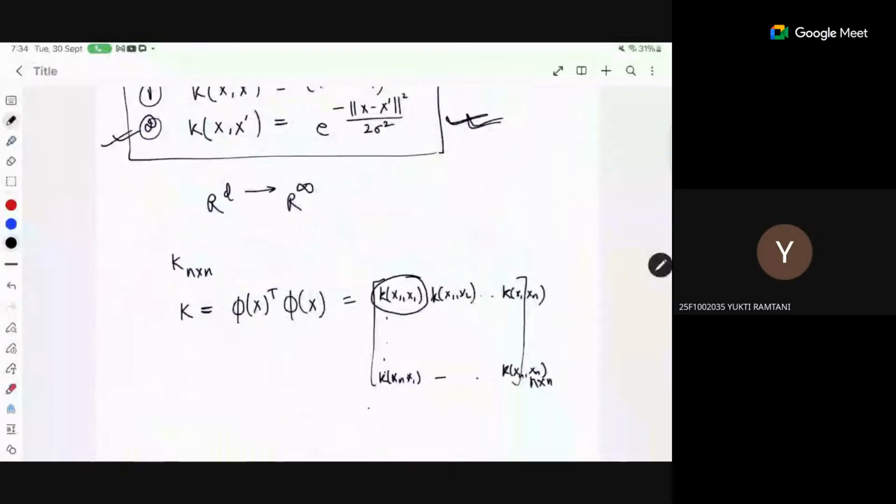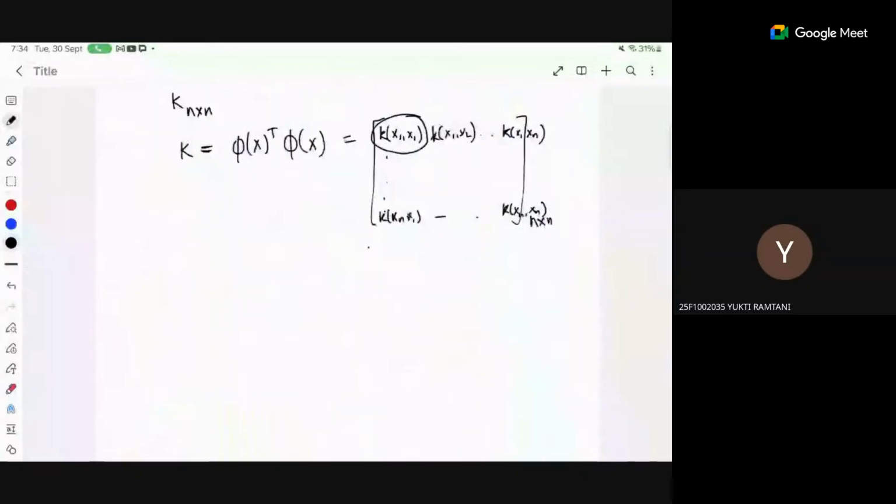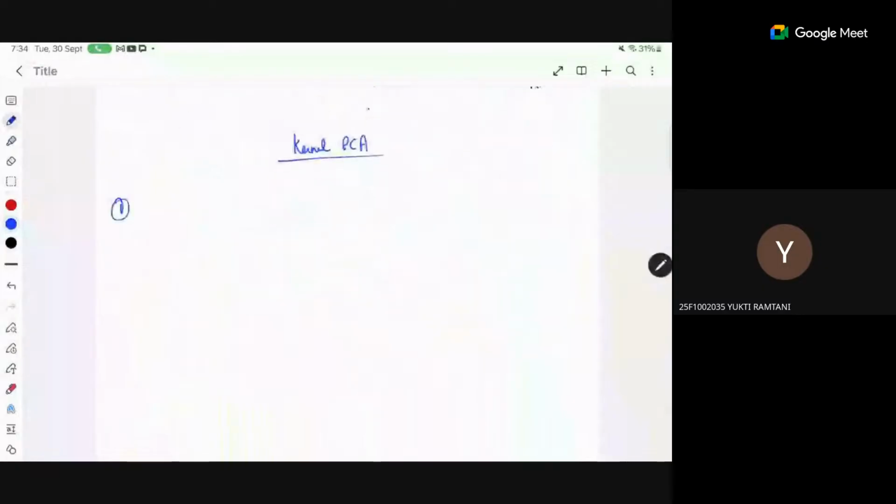So once we have this kernel matrix, now what can we do? We can follow the same process. If you have to do the kernel PCA, what do we need? Again, let's start. Where was my data set? My data set was x1, x2, and so on till xn, where each of these xi was in R^D.